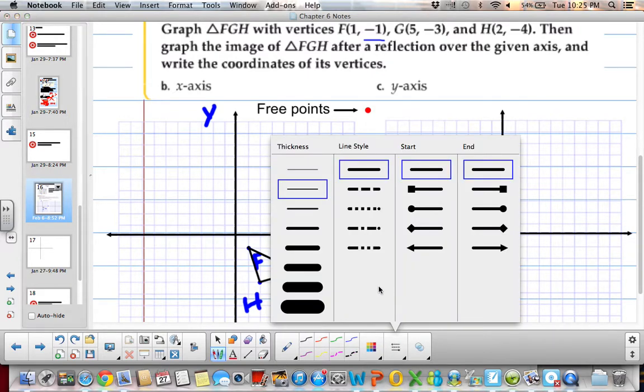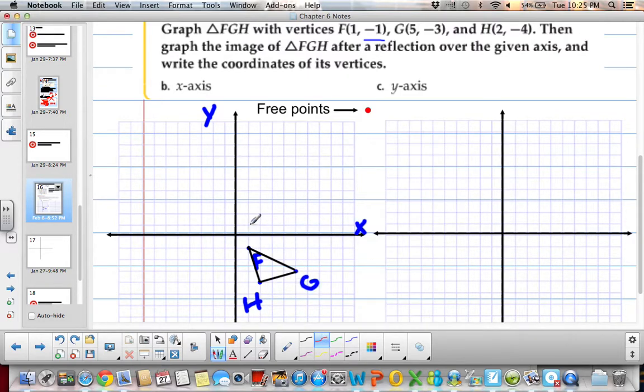So let me make this a little thicker, and we'll change our color. So then we have our new point. So this is my F prime. I'll write it over here.